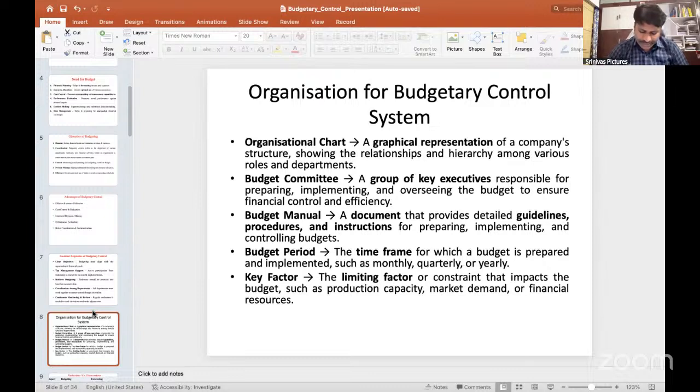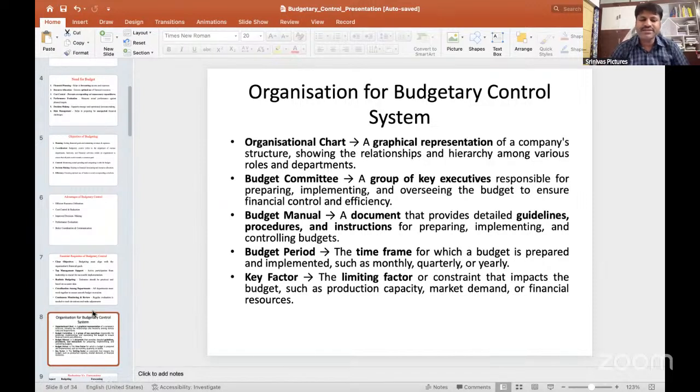So what are we preparing that budget for? How much are we preparing, and for what time period, whether we are preparing it for monthly, quarterly, or yearly, that we are going to take.